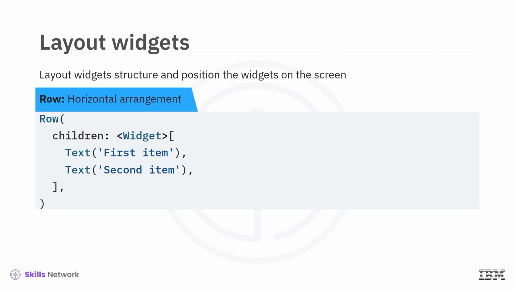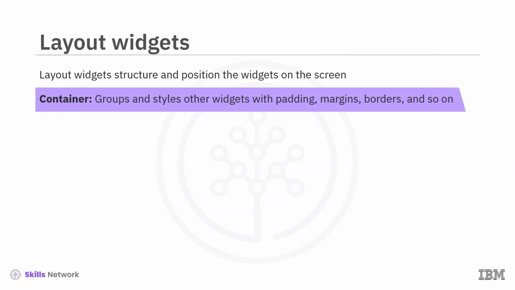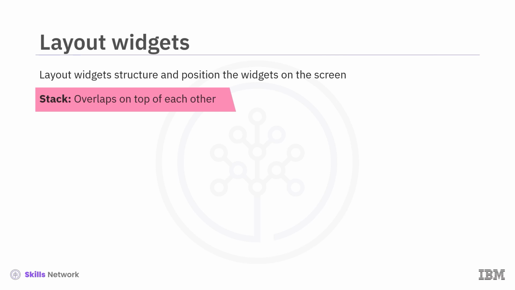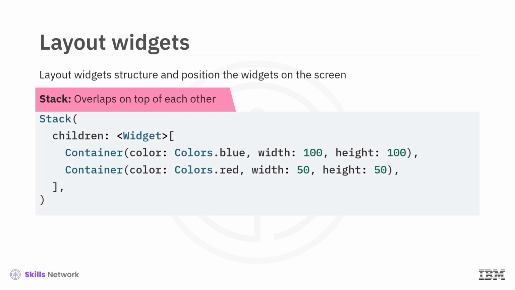It arranges its children horizontally. It is used when you need to place widgets side by side, like in a toolbar or a row of buttons. As a container: it is a versatile widget that can contain other widgets and apply padding, margins, borders, and background colors. As a stack: it overlaps its children on top of each other. It is used when you need to overlap widgets on top of each other, like in a photo with a caption.